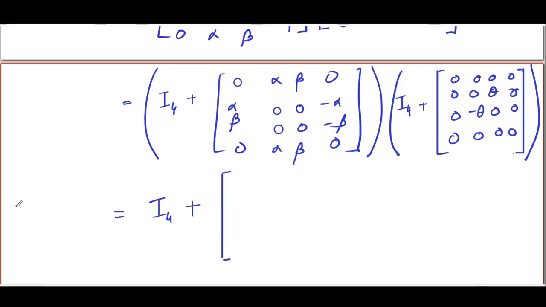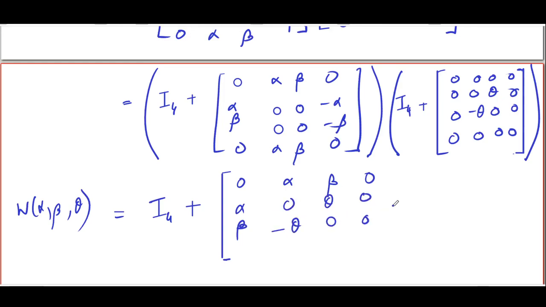So, W alpha beta theta for infinitesimal alpha beta theta again simply becomes 0 alpha beta 0, alpha beta 0 theta 0, minus theta 0 0, sorry, not 0 here, minus alpha minus beta here, and then 0 alpha beta 0.